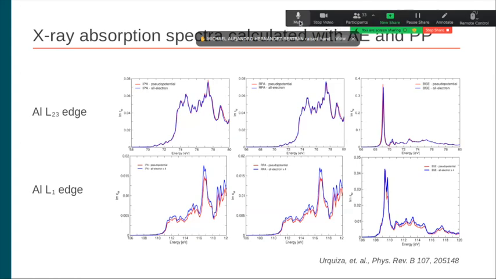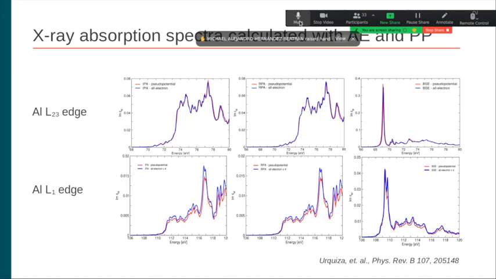Okay. So first, thank you for the nice talk. My question is related to the L2-3 edge. How are you treating the spin orbit splitting? Are you treating it explicitly using fully relativistic pseudopotentials? So this is the question for the L2-3 edge.